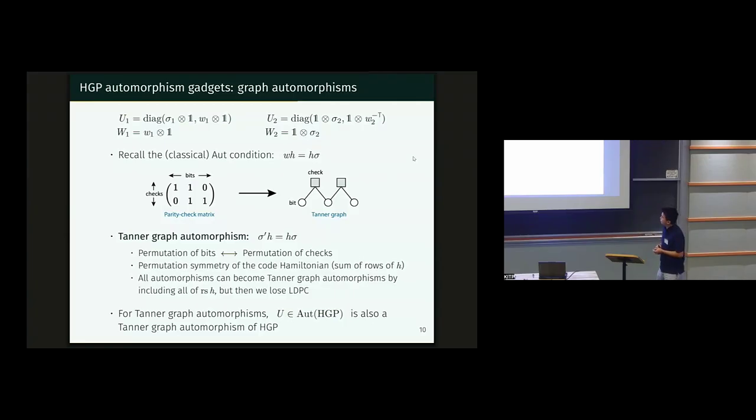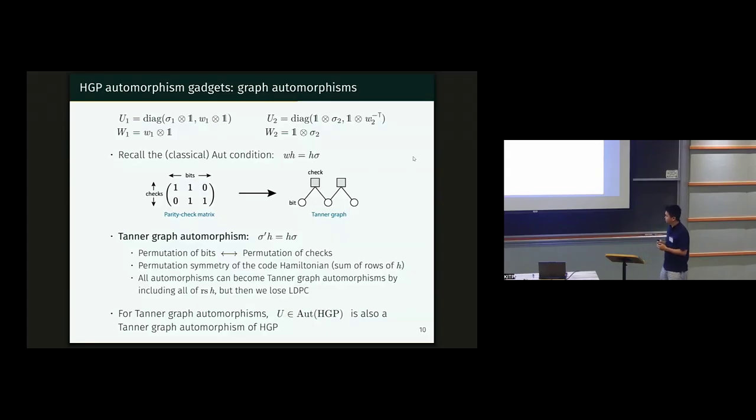And to go back to the first slide, these Tanner graph automorphisms you can think of as actual symmetries of the Hamiltonians themselves, because they essentially just permute the rows of H, but the Hamiltonian was the sum of all the rows anyway, so that remains the same. You can also make all your automorphisms become Tanner graph automorphisms in a silly way: you essentially just include all of the row space of H into H itself. Then everything is just permuting the rows of H, but you would lose the LDPC property, so that's not entirely satisfactory.